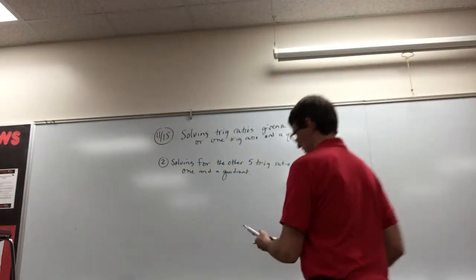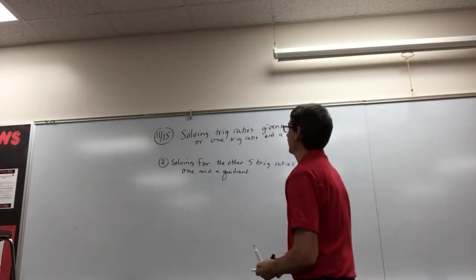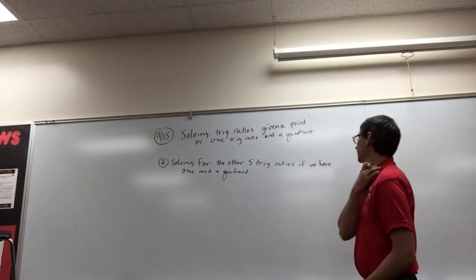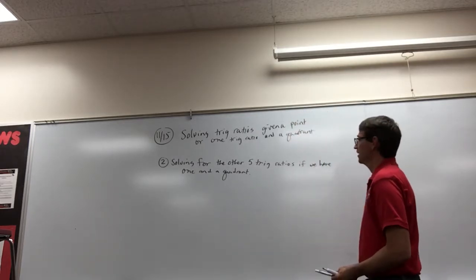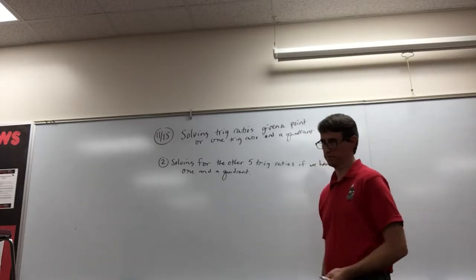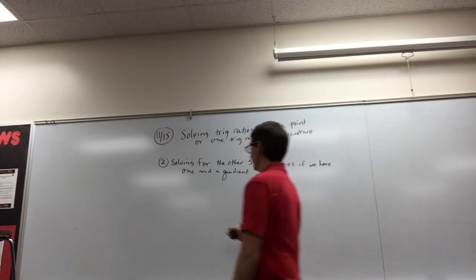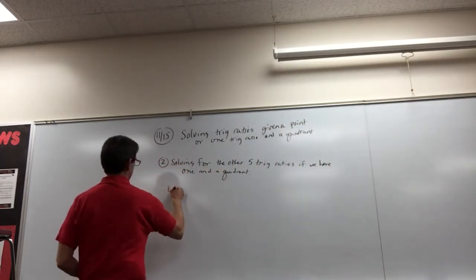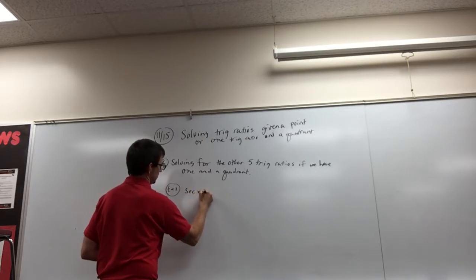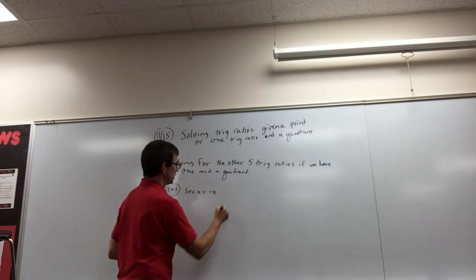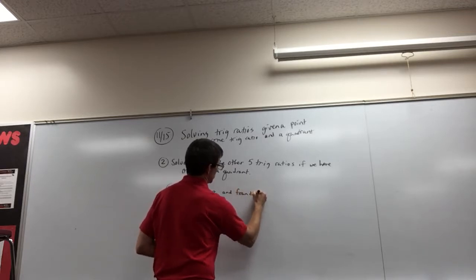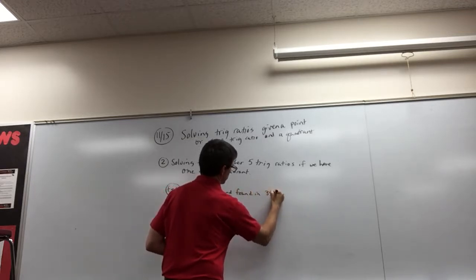Okay, I'm back again with the second half of the lesson on Wednesday, and that's solving for the other 5 trig ratios if we have one and a quadrant where the problem is. So the example that we're going to look at is we're given secant x equals -2, and it's found in the third quadrant.